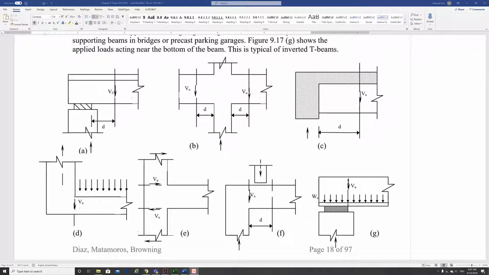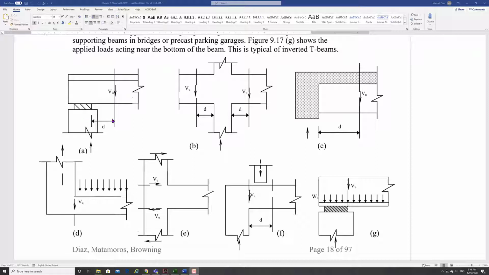Okay, this is going to be the last recording on shear. There are a couple of examples I just want to show you. They're not really different. What it is that the calculation of VU may not be as clear as in the other cases. So far we've been doing everything with VU at the distance D, right? And those are cases like the ones shown here, right?